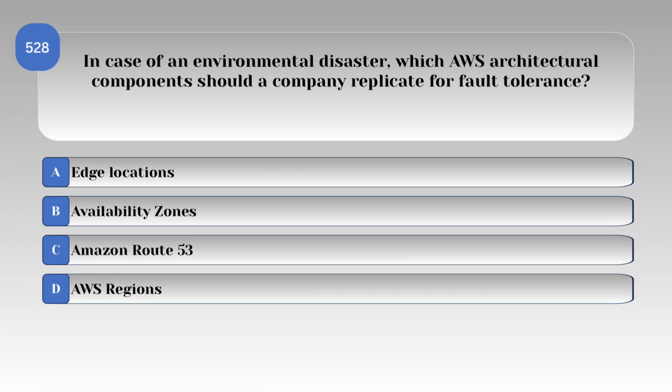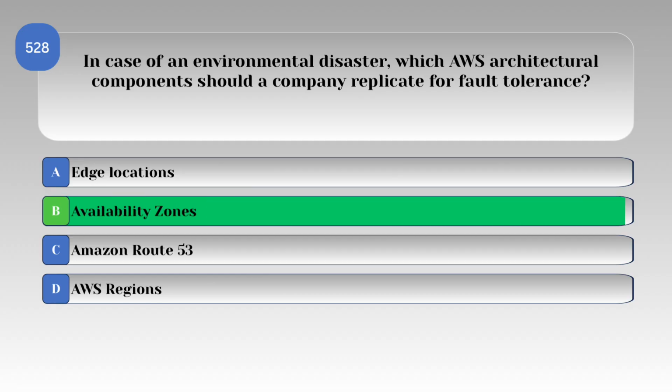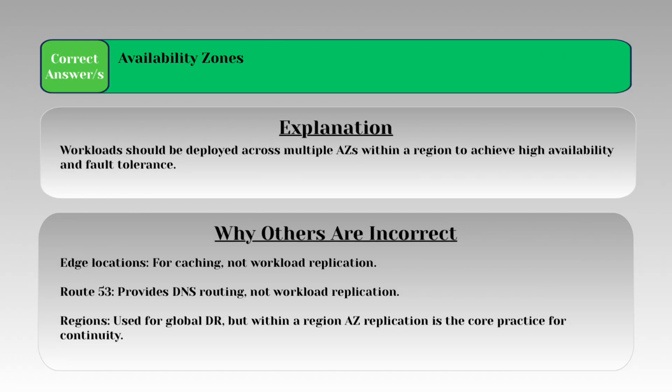In case of an environmental disaster, which AWS architectural components should a company replicate for fault tolerance? Correct answer, availability zones. Explanation. Workloads should be deployed across multiple AZs within a region to achieve high availability and fault tolerance.